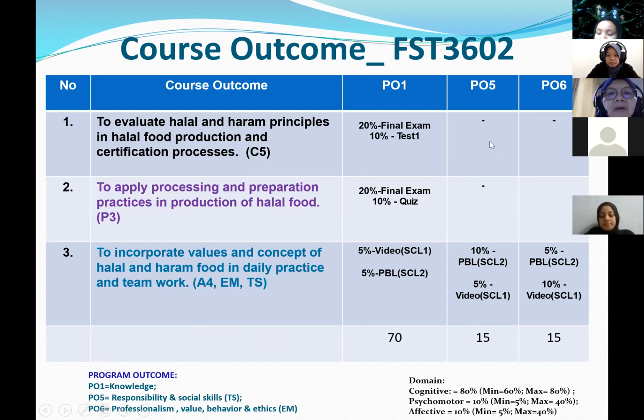So for this course, for the program outcome, PO1 usually refers to knowledge. 70% of the course is about knowledge, which we will assess you. And then this is assessment actually. How do we assess the student? Then for PO5, which is responsibility and social skill, 15%, and PO6 on the professionalism, value, behavior, and ethic, or you call it ethic and moral, another 15%.